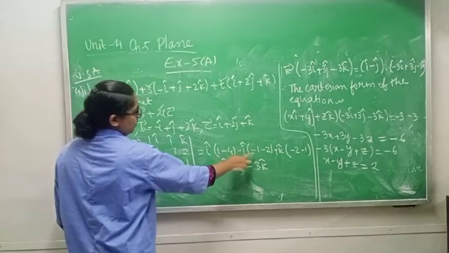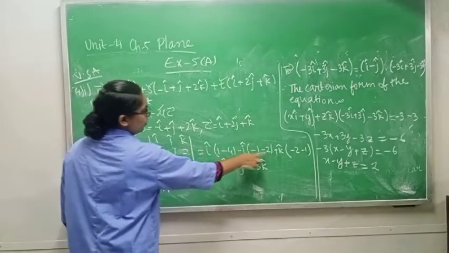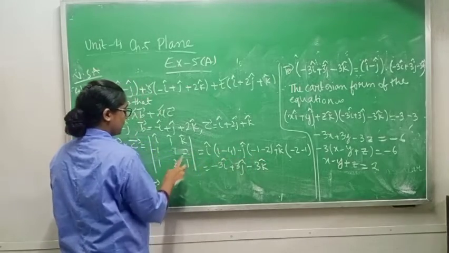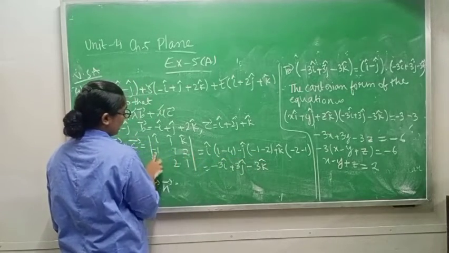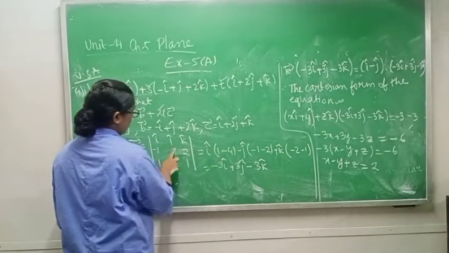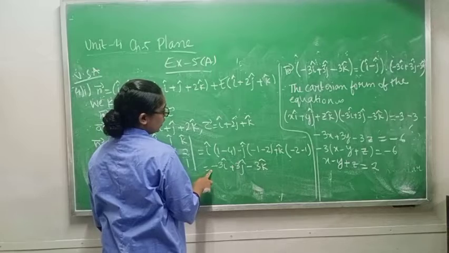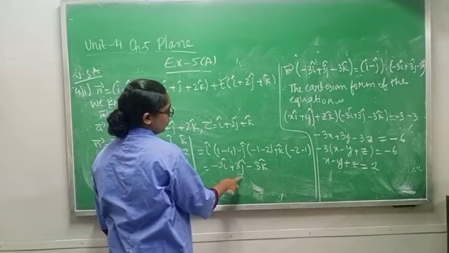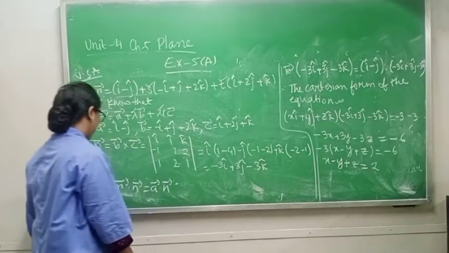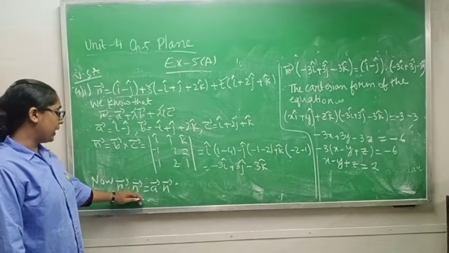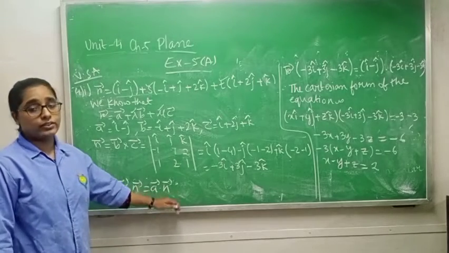Minus 1 into 1, minus 1, 1 into 2, minus 2. After that, plus k cap you will write. Now minus 1 into 2, minus 2, 1 into 1, minus 1. So when you open this bracket, you will get minus 3 i cap plus 3 j cap minus 3 k cap. Now you know that r vector dot n vector equals a vector dot n vector.